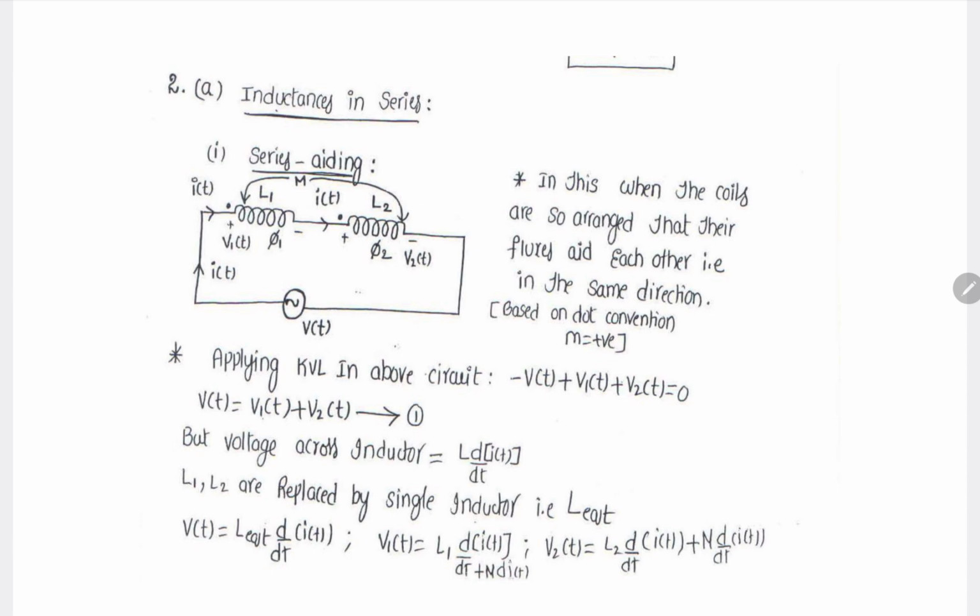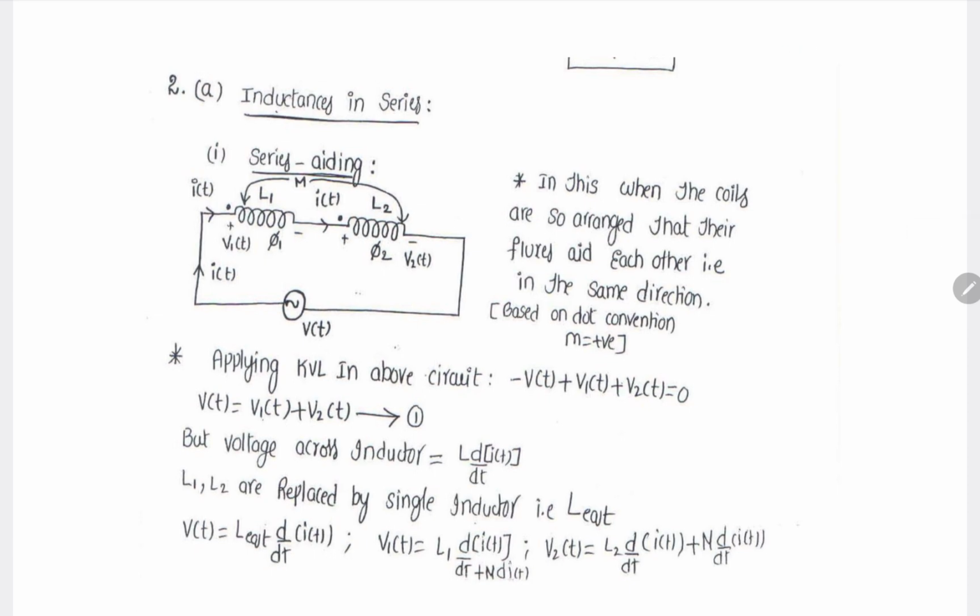So flux developed in the coil 1 is phi 1. Flux developed in the coil 2 is phi 2. And here you see some dots. This is a dot convention. This dot convention denotes the direction of the current in both the coils, or whether the flux developed by both the coils is in the same direction or opposite direction. This will be indicated with the help of dot convention.